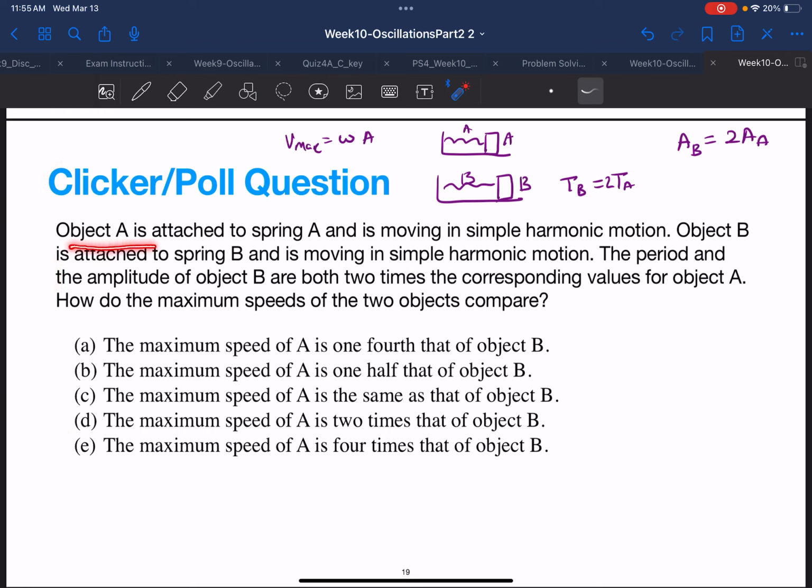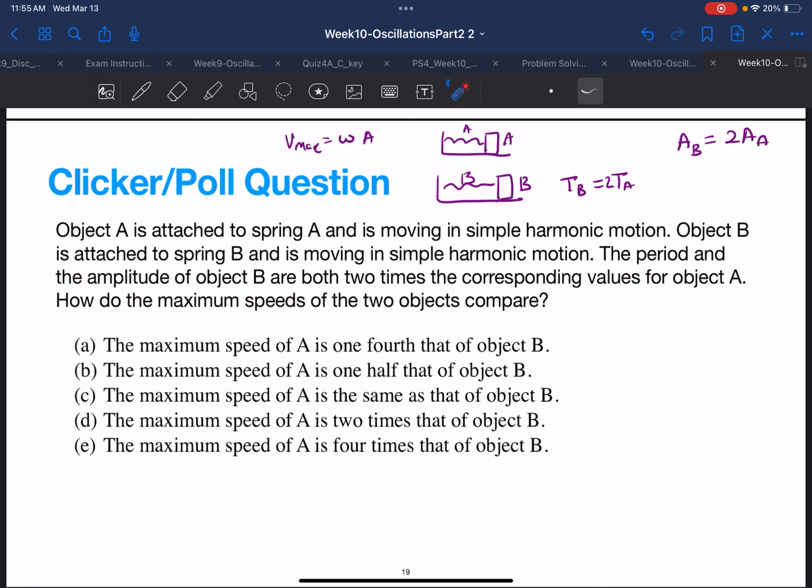Alright, here we have object A attached to spring A, moving in simple harmonic motion. Object B is attached to spring B and is also moving in simple harmonic motion. The period and the amplitude of object B are both 2 times the corresponding values of object A.